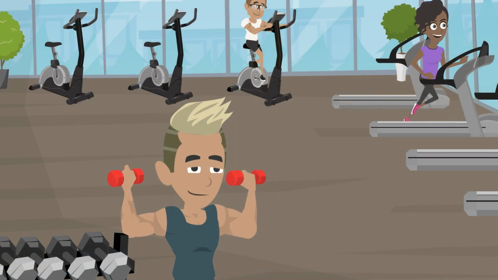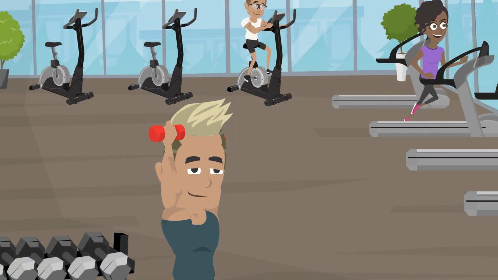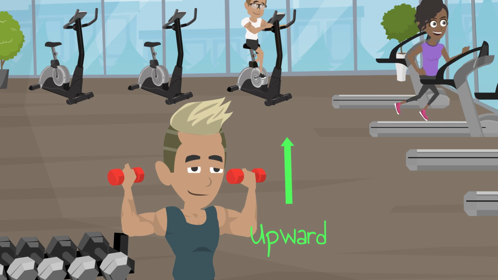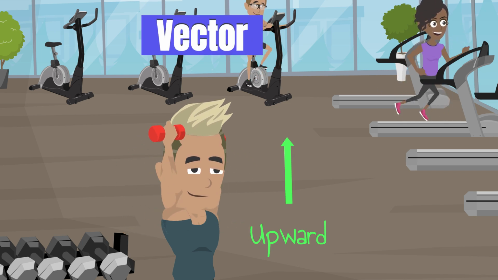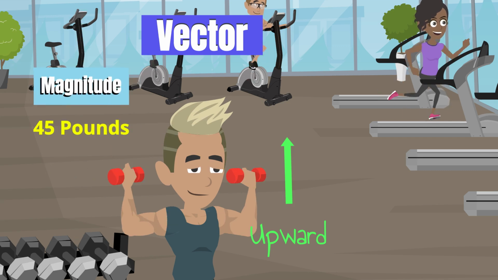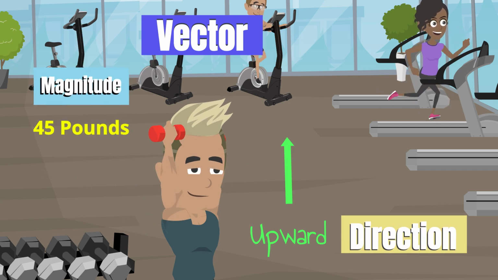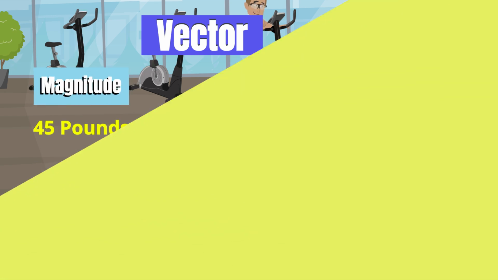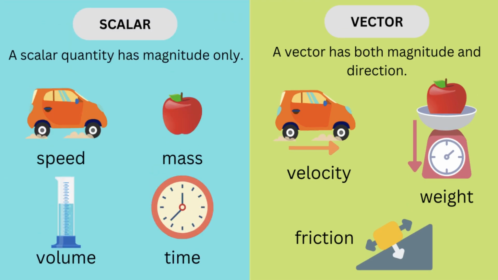But hold up. Now you lift that 45-pound dumbbell above your head. You're pushing it up. Congrats, you've entered vector territory. A vector has magnitude, the 45-pound weight, and direction, upward. Basically, vectors are like scalars but with more sass. They care about which way you're pointing.